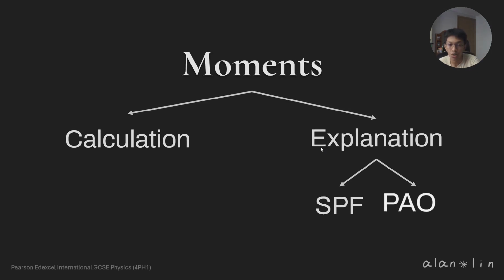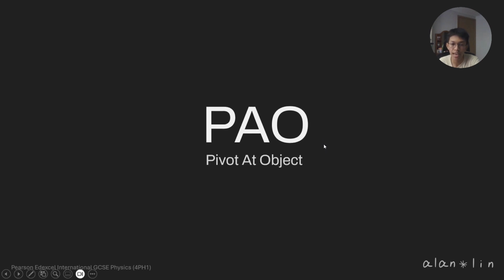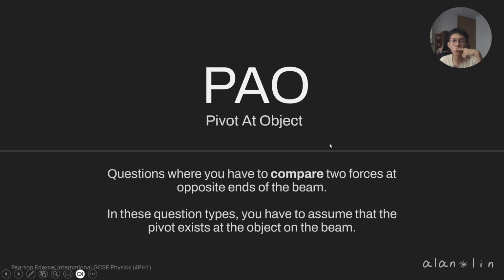Okay, so now let's take a look at the second type of question, which are PAO questions. What does PAO stand for? It stands for pivot at object. These are the types of questions where you have to compare two different forces at opposite ends of the beam. So these are the questions where two forces are involved rather than a single force, which would be dealt with by the SPF kind of questions. The major step for these question types is you have to assume that the pivot exists at the object on the beam.